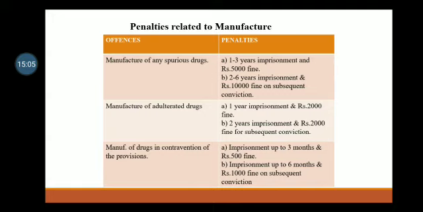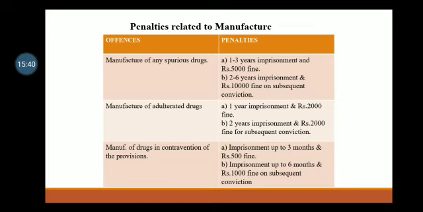Then penalties related to manufacture. Offences and penalties. Firstly, manufacture of spurious drugs: 1 to 3 years imprisonment and rupees 5,000 fine. Secondly, 2 to 6 years imprisonment and rupees 10,000 fine on subsequent conviction. Then the second offence, manufacture of adulterated drugs. First time, 1 year imprisonment and rupees 2,000 fine. Secondly, 2-year imprisonment and rupees 2,000 fine for subsequent conviction.